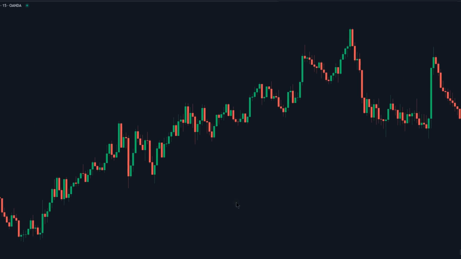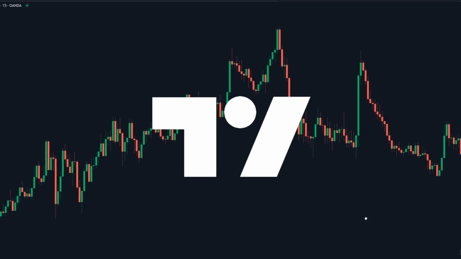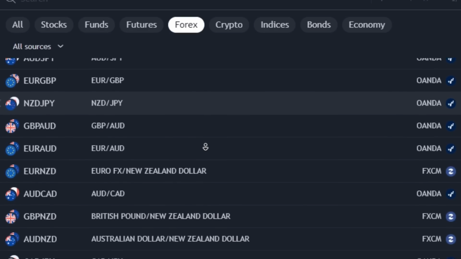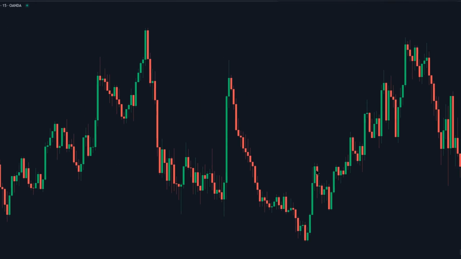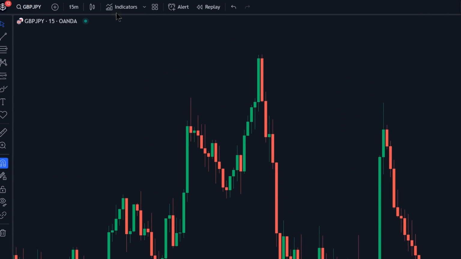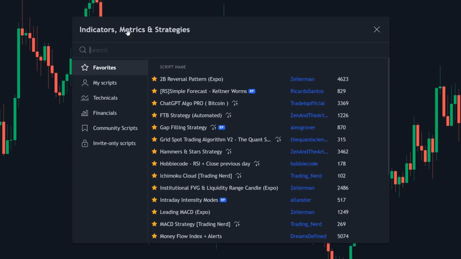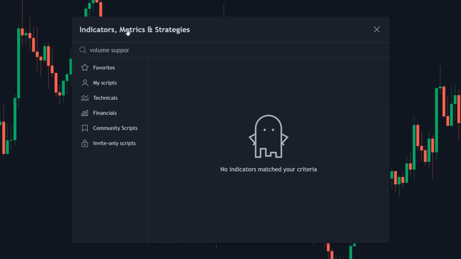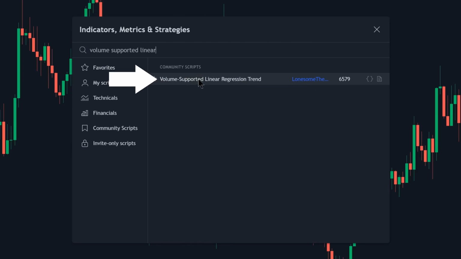To add this indicator to your chart, you're going to go to TradingView. Then load any trading security that you like. For me, I'm going to be using the 15-minute time frame of GBPJPY. Then click on Indicators, type in Volume Supported Linear Regression, and it's going to be this one by Lonesome the Blue.